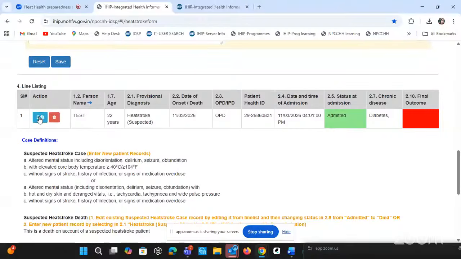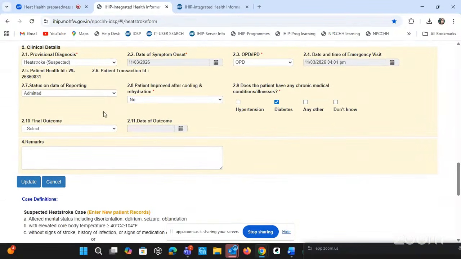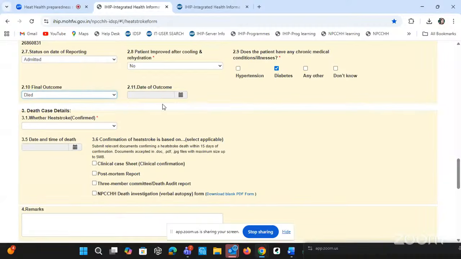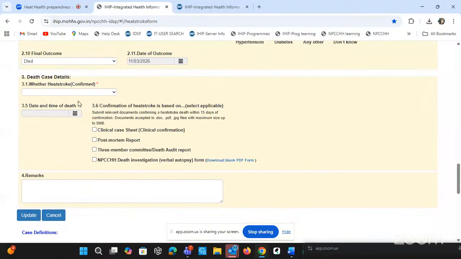I can edit the data tomorrow if the patient is still there, or after reporting this patient, there is a change. We can change the status final outcome as died and date of the outcome as whichever date the outcome has occurred. So if you say patient has died, it will ask you for more details, whether it's a heat stroke confirmed or it's a suspected heat stroke case. This is based on the criteria.